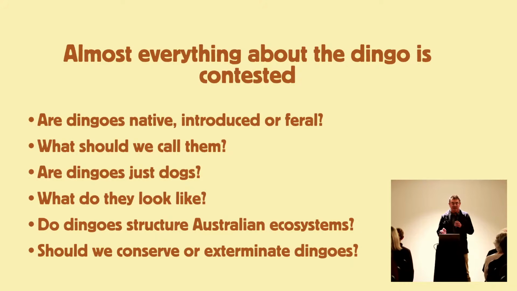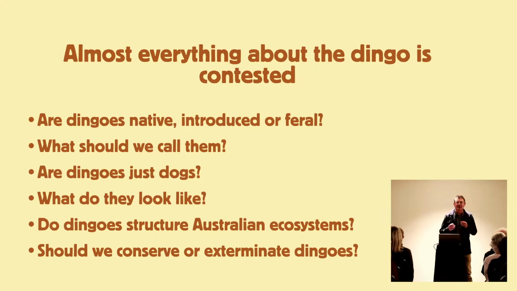Now, what should we call them? Dingoes? Wild dogs? Warrigal? Are they just dogs? What do they look like? They're yellow and they live on Fraser Island. Do they structure our ecosystems? And finally, I think we've got a biased audience here because I get very different answers sometimes. Should we conserve them or exterminate them?